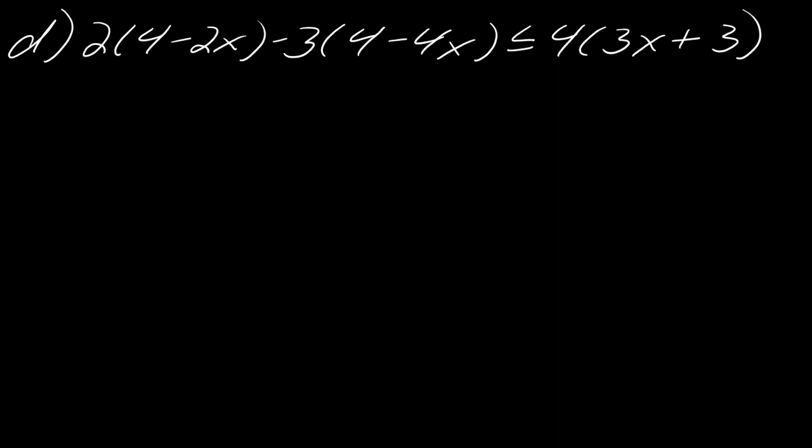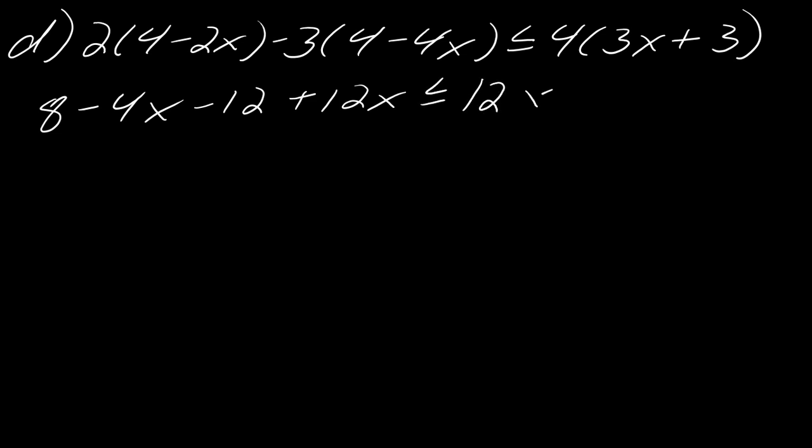Okay, so now for D here, once again, the first thing I've really got to do is just distribute. So this is going to be 2 minus 4x minus 12 plus 12x. Make sure you're careful, this is a negative 3, so you want to distribute that negative in properly. And then this will be 12x plus 12. Okay, so collecting my like terms now on the left side. So I get, let's see, 8 minus 12 is negative 4, and then negative 4x plus 12x will be 8x.